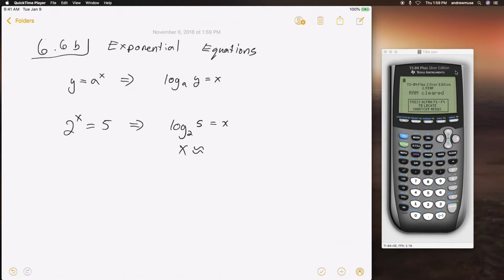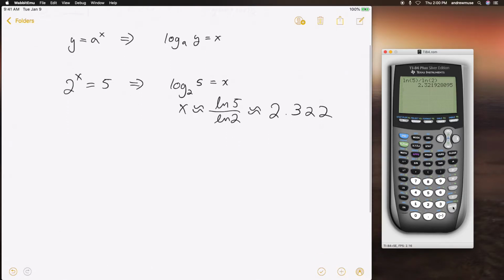a couple different ways I showed you last time. I'm going to use the change of base formula, which we can do natural log of 5 over natural log of 2, which is 2.322. Okay, that was a simple one.